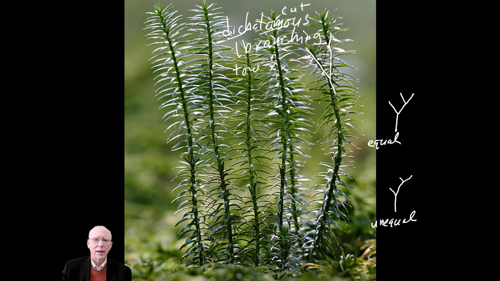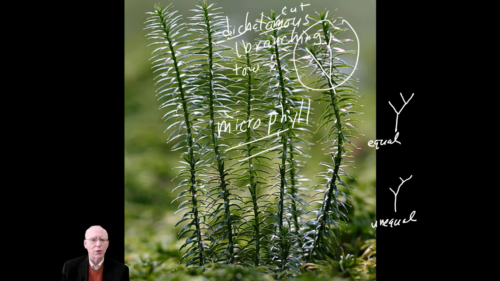So Lycopodium has dichotomous branching, but the branching is usually unequal, as we see up here. The two branches are slightly different in length. When we look at the leaves, we see that the leaves are very small. In fact, the leaves are called microphylls. Literally means small leaf. But there are technical characteristics that make a leaf a microphyll. So let's look at what those are.